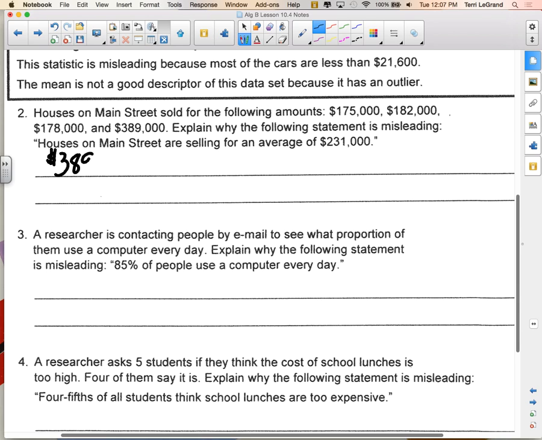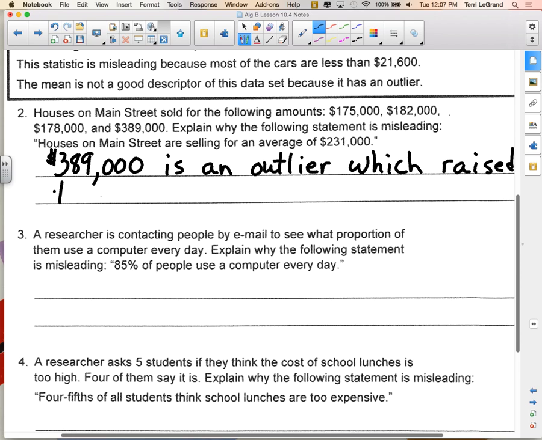So we're going to say 389,000 is an outlier which raised the mean.